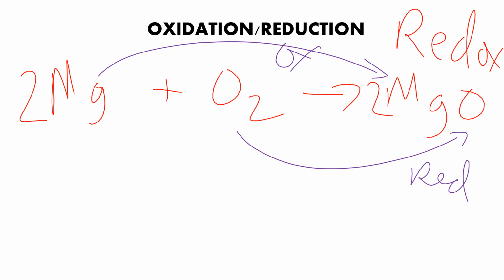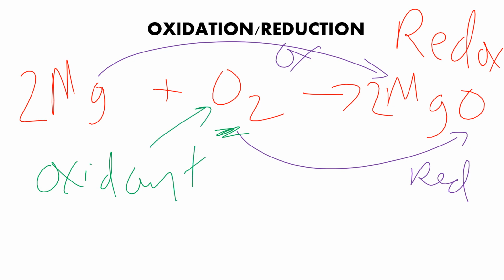Two other terms that you really need to be familiar with are the term oxidizing agent and reducing agent, or oxidant and reductant. If the magnesium is oxidized, we have to ask the question, what is causing the oxidation? And that, of course, is the oxygen. The oxygen is the oxidant or oxidizing agent. It's causing the magnesium to be oxidized. So it's easy to get those two confused. The magnesium is oxidized, but it's the oxygen that's doing the oxidizing, so it's the oxidant.